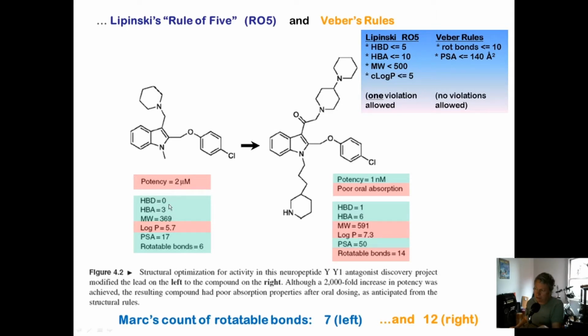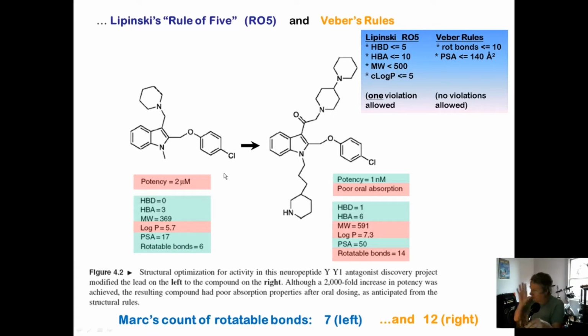In terms of hydrogen bond donors and acceptors, they are less than 5 and 10. Molecular weight is less than 500, good. And C log P was a violation at 5.7, but remember we get 1 violation with Lipinski rules. PSA is the polar surface area, and that is 17, which is much less than 140. Rotatable bonds, they calculate 6. I calculated 7. I think I'm calculating them correctly, so this source out of a textbook I think is wrong. Nevertheless, it seems to be in compliance with the Weber rules also.